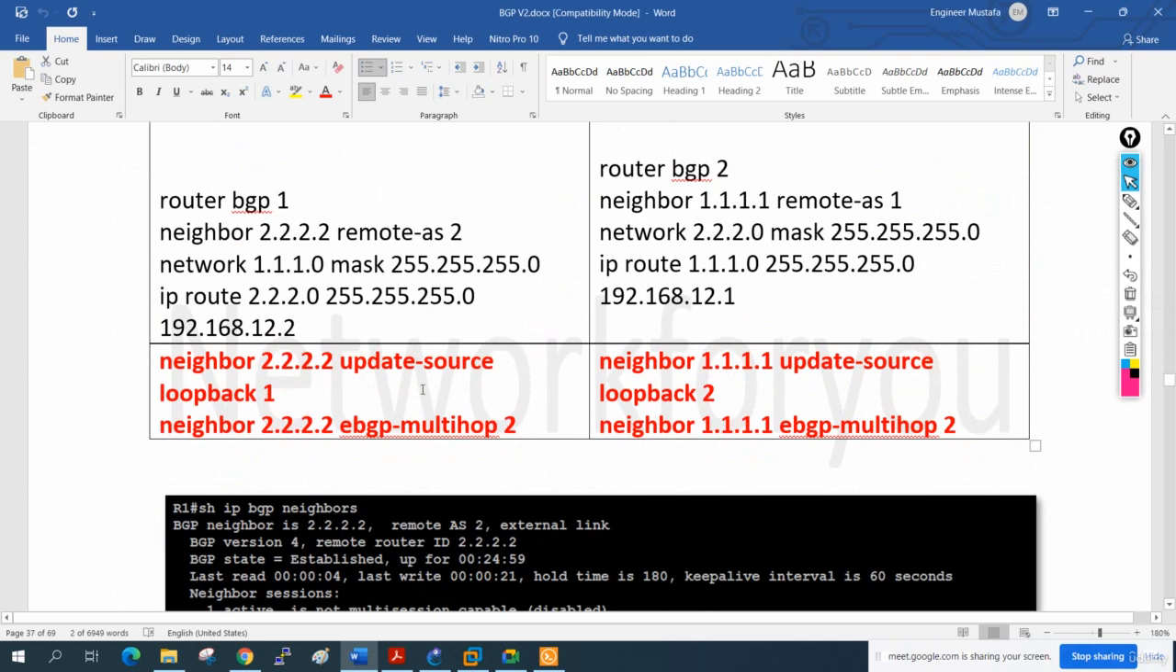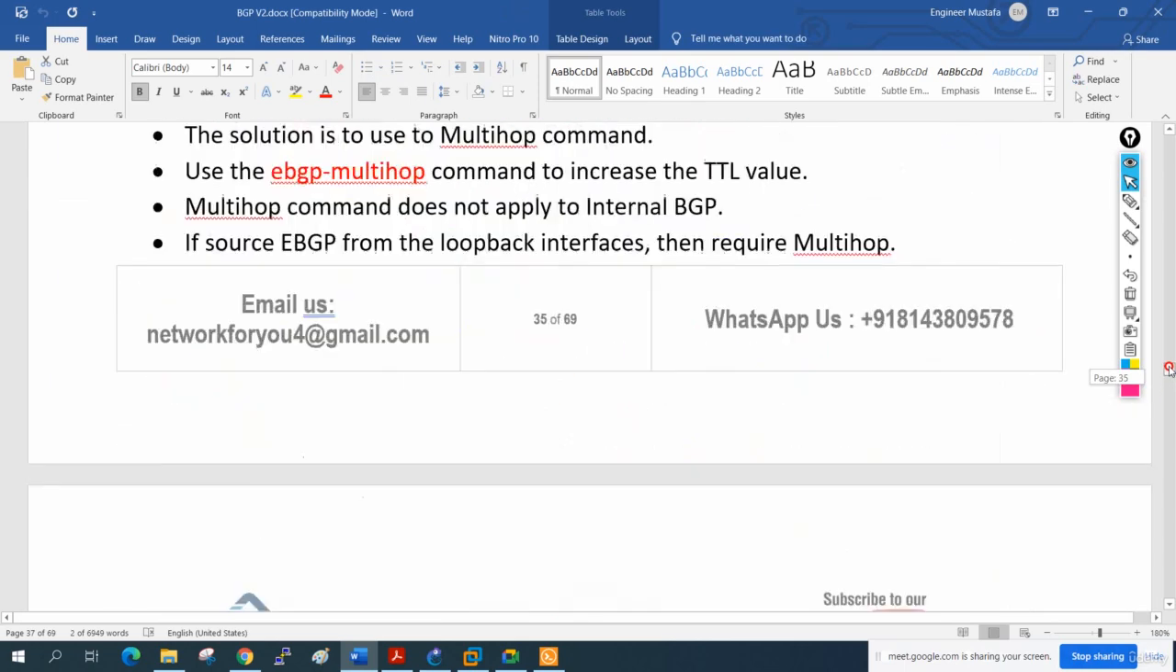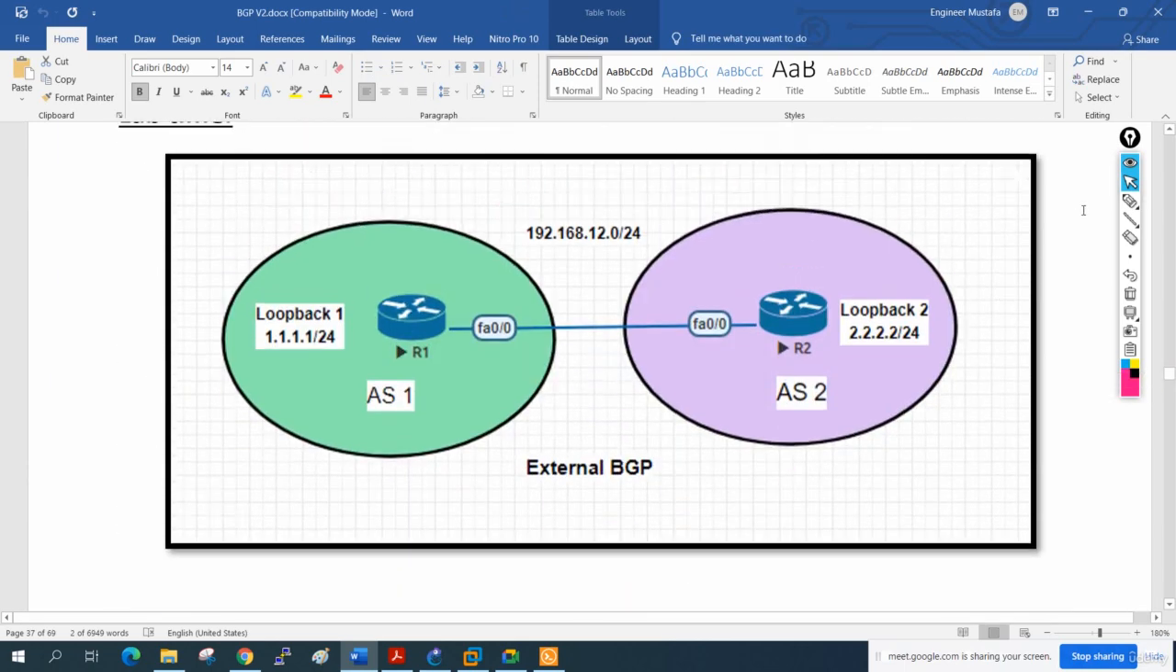Till now, whatever we learned is the same, but here we have one new command. I am saying to the neighbor, if you see this block diagram, I need to configure in this router saying that neighbor, my source will be loopback.